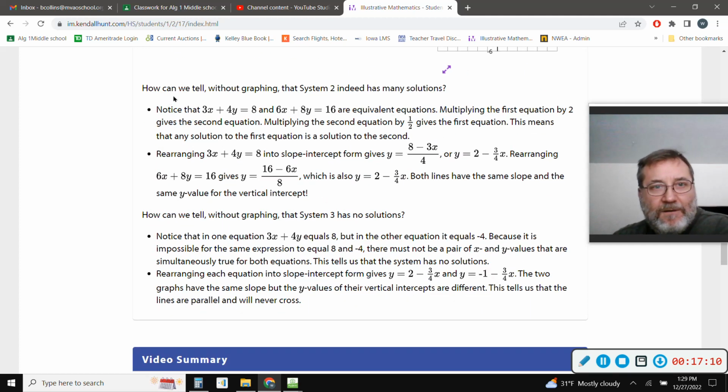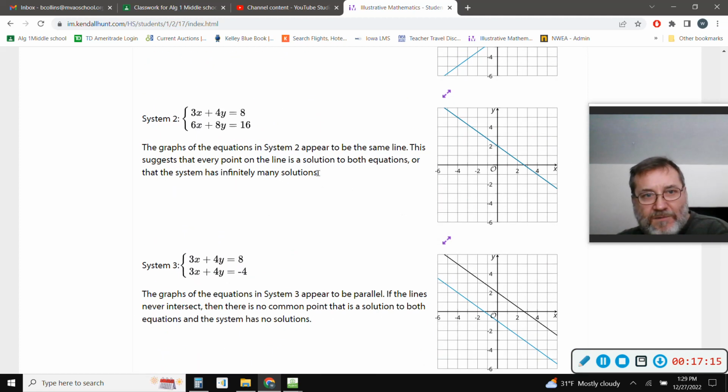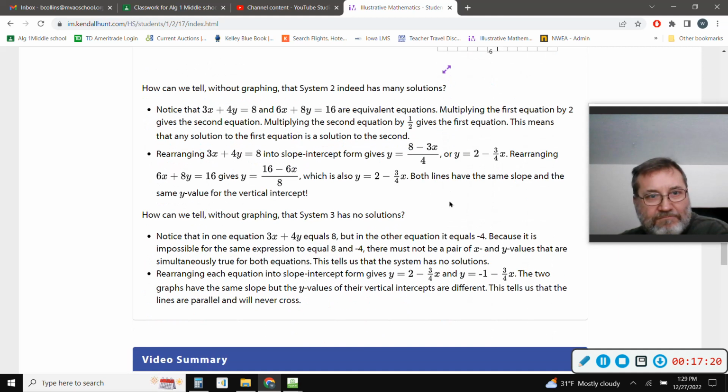And we can tell without graphing system 2, any solutions? Well, they're right on top of each other. They have an infinite number of solutions. Rearranging this one in slope form, you can take this one right here and manipulate it into y-intercept form. Slope is negative 3/4, it goes through 0, comma 2. And you take this one, and you get the same exact equation. Both lines have the same slope and the same y value of the vertical intercept. It goes on to explain a little bit more down here. So that's basically what's going on there.